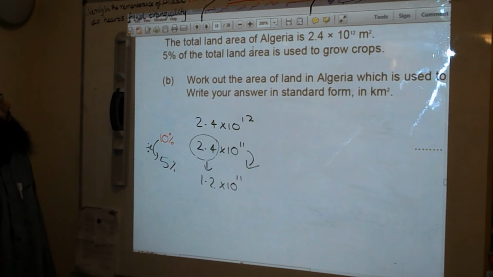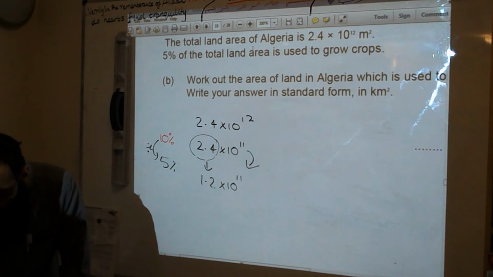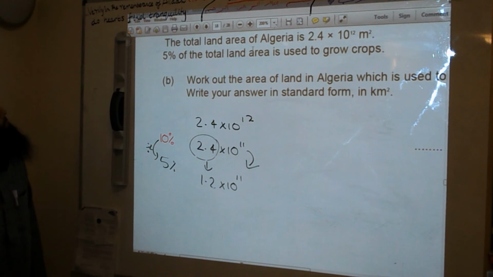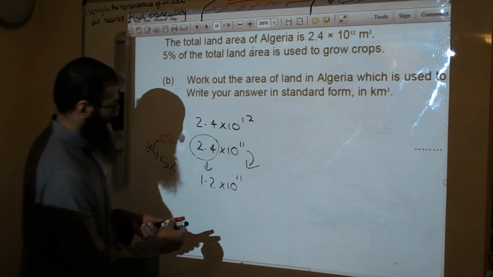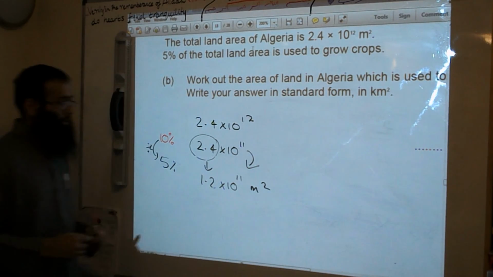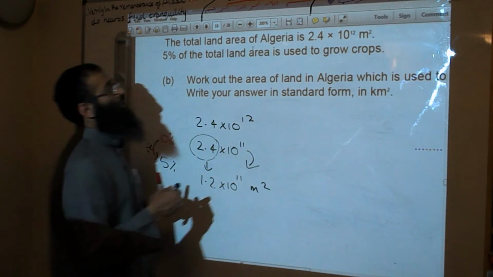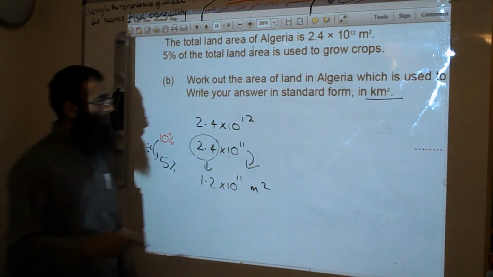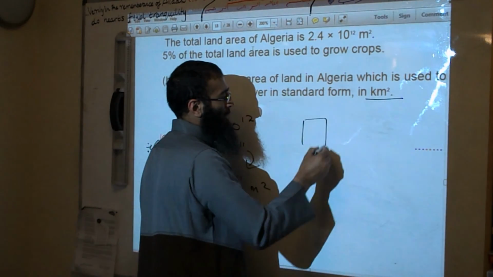Cross multiply this one. Okay. You have to change it to kilometre squared. What have you got at the moment? You just got standard form. We've got metre squared. So this is metre squared, and we need to change it into kilometre squared. Let's have a look at a kilometre.